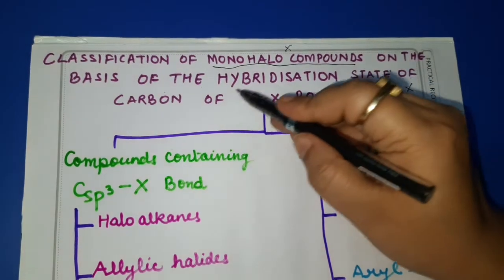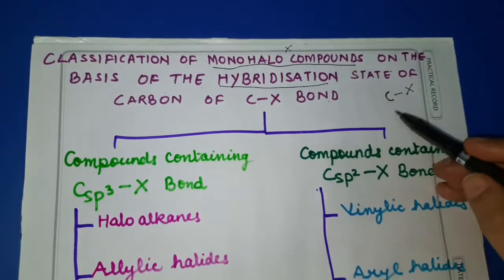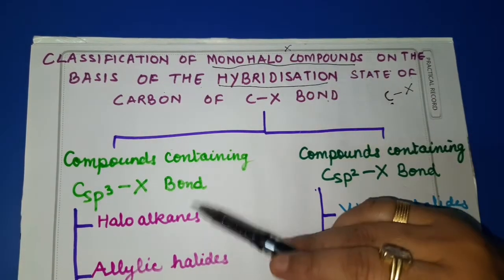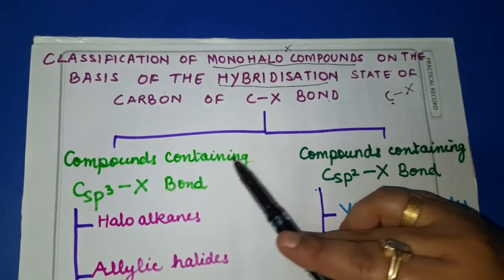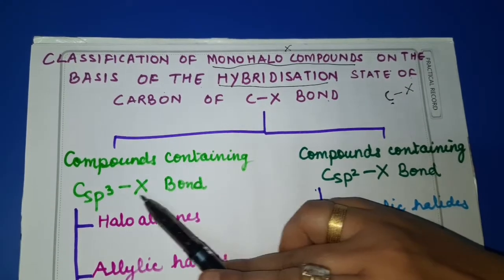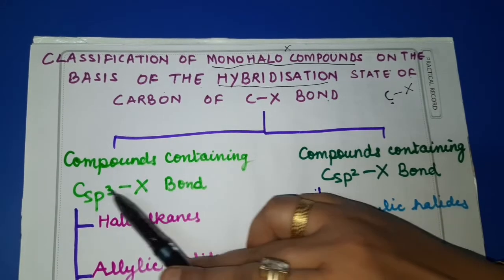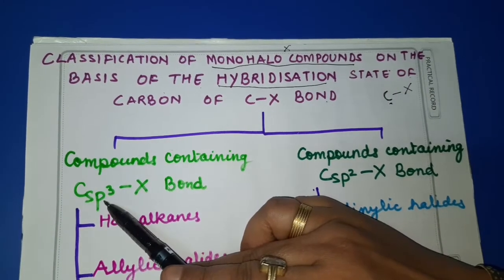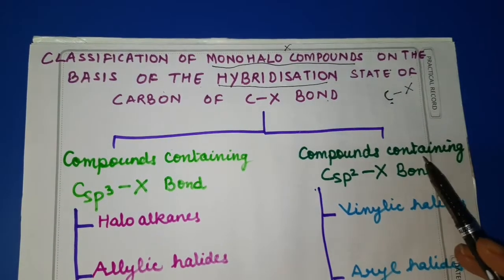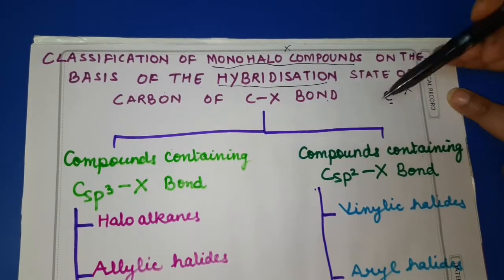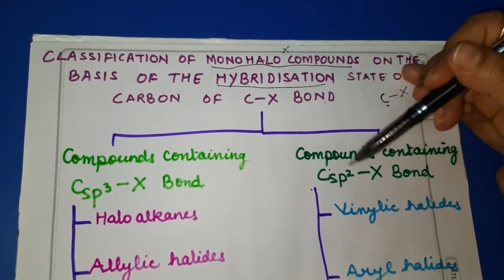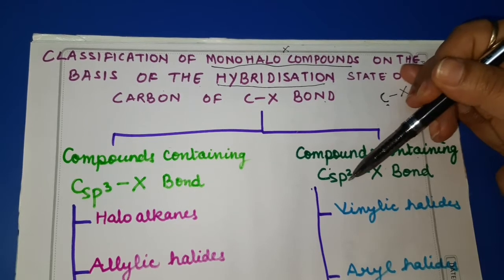So on the basis of the hybridization state of this carbon, we can have two kinds of monohalogen compounds, dear students. First is compounds containing a C-sp3-X bond, meaning X is attached to such a carbon which has hybridization sp3. And second is compounds containing a C-sp2-X bond. sp2 means X is attached to that type of carbon, the hybridization of which is sp2.